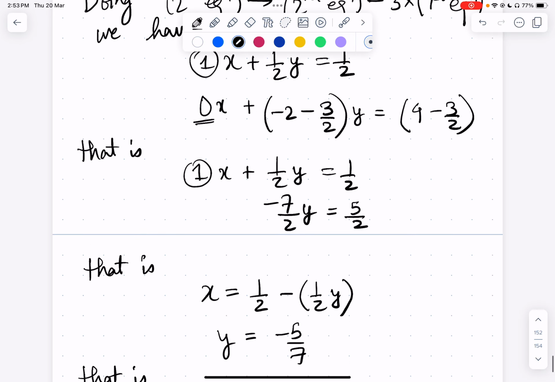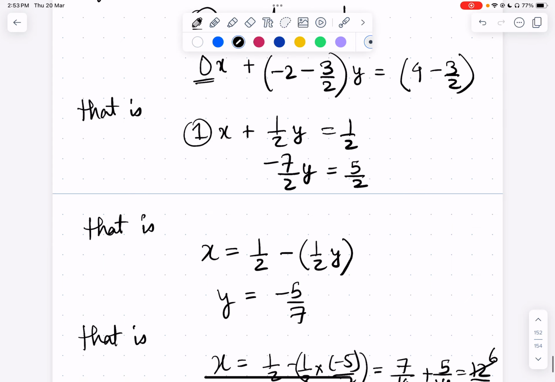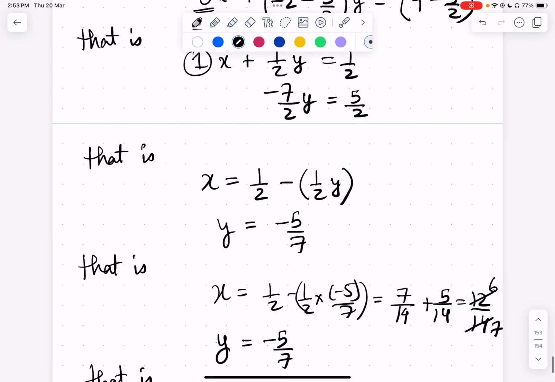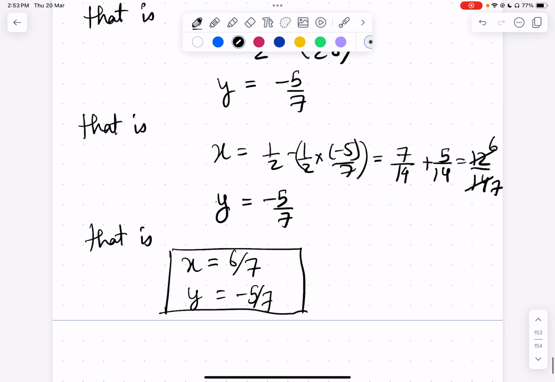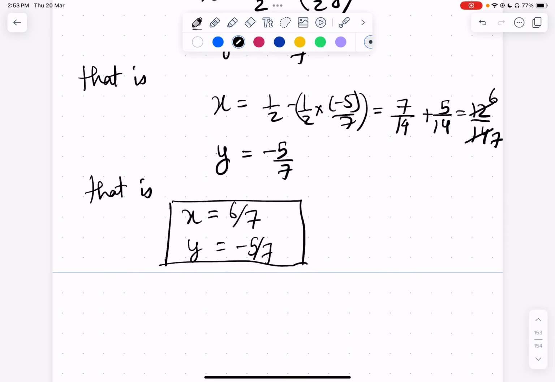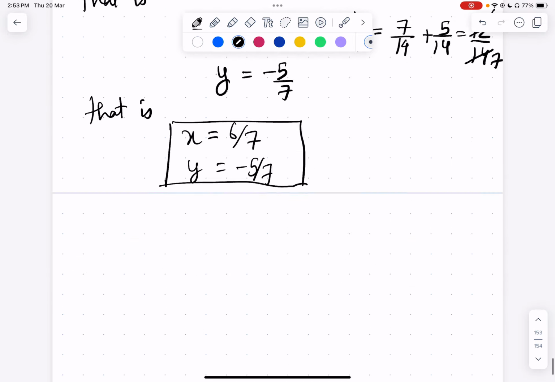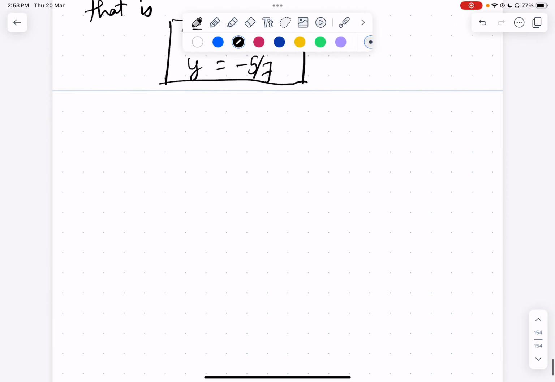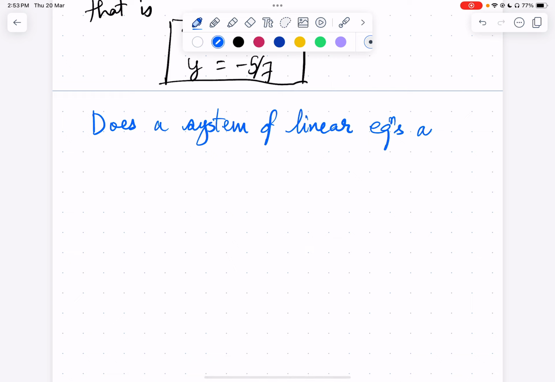So we get these two relations between x and y. Hence, finally we get x equals 6 by 7 and y equals minus 5 by 7. Right. So we have solved this system of equations. We can ask, does a system of linear equations always have a solution?